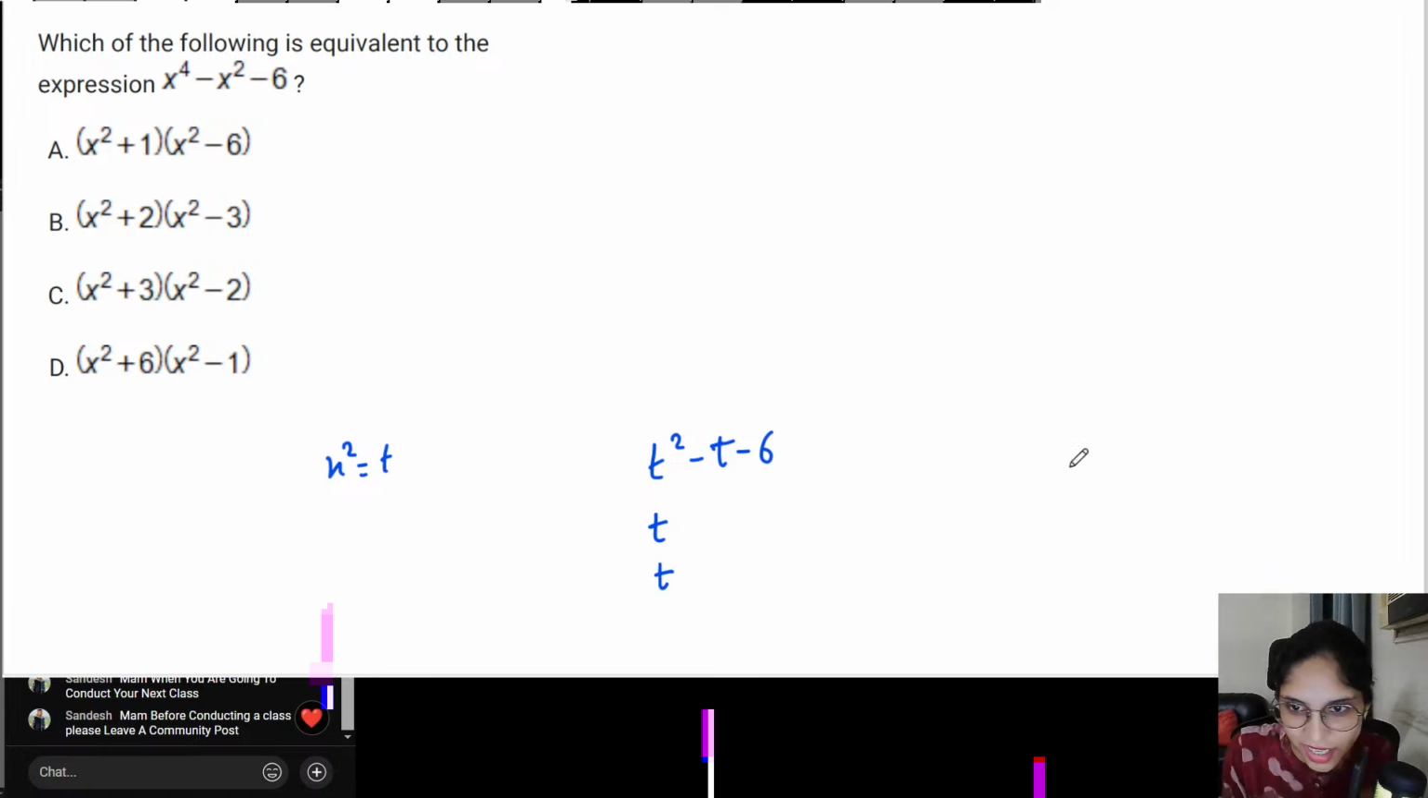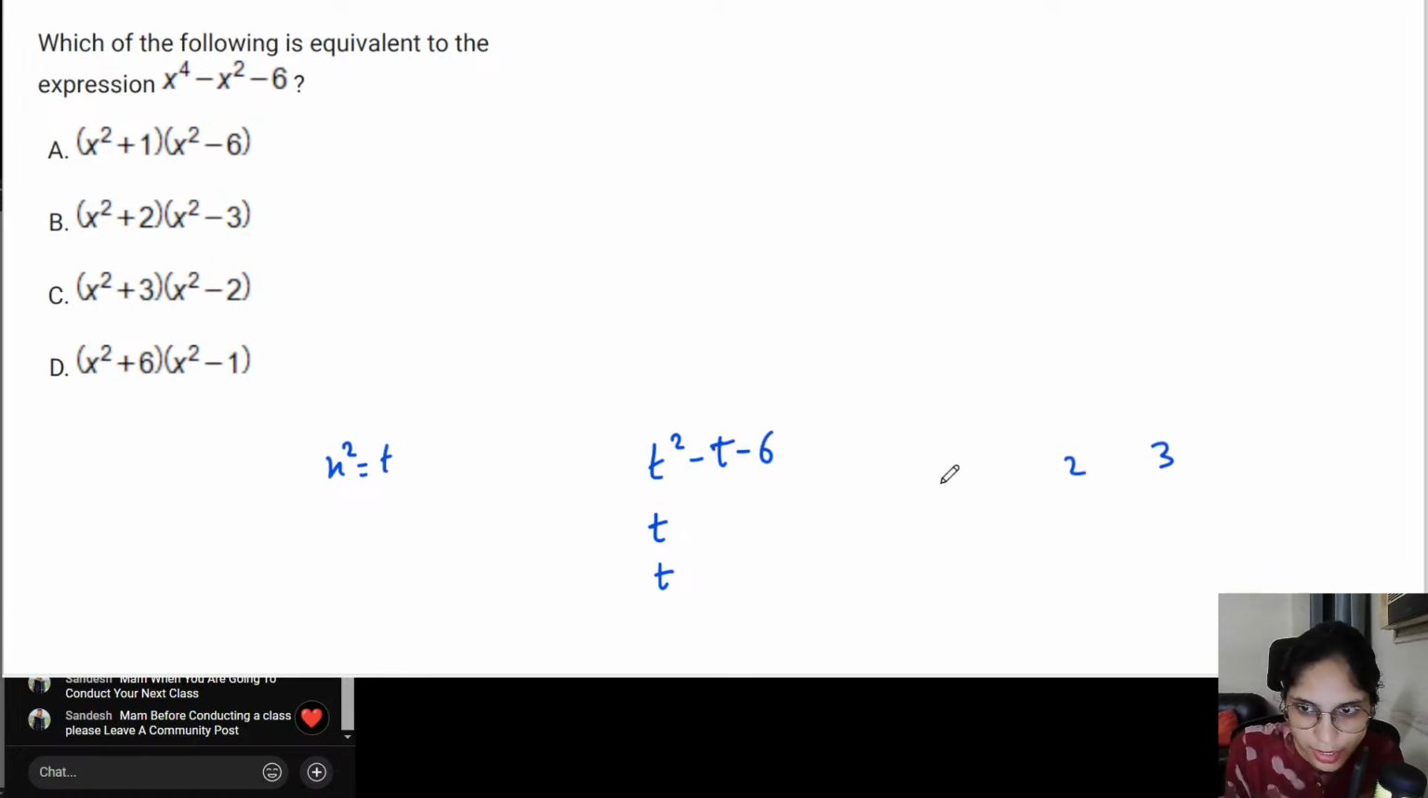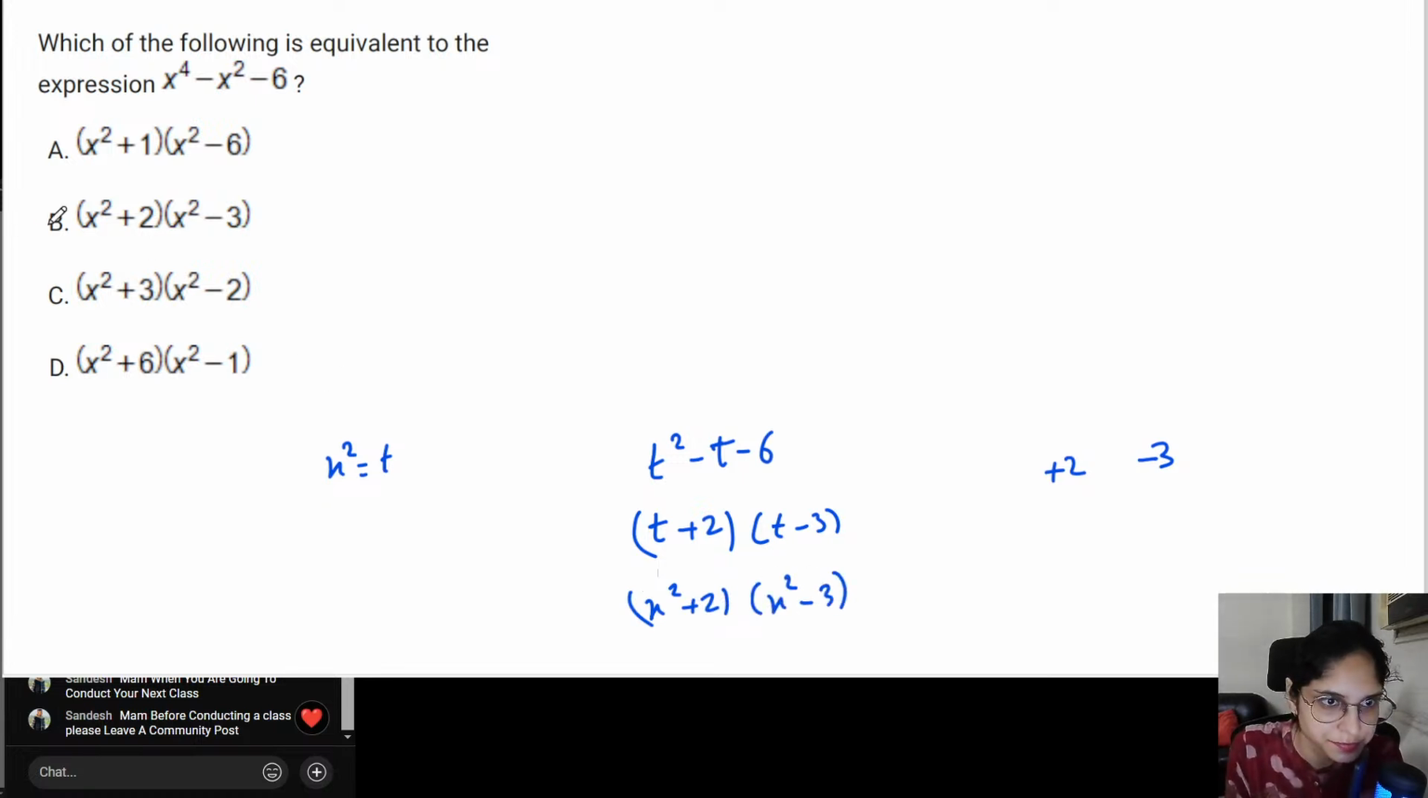You can write 2 and 3, and you have to decide the signs. It's negative. The sum is also negative. That means the bigger number has to be negative. 2 minus 3 is negative 1. So the answer is t plus 2, t minus 3. And now t is what? T is x squared. So x squared plus 2, x squared minus 3 is your answer. I hope that makes sense to you.